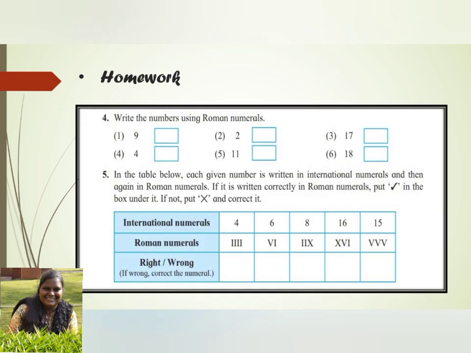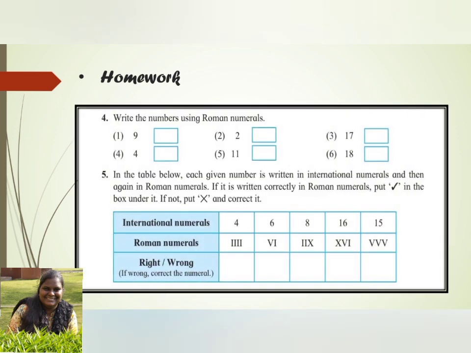Come to the next one, question number 4 and 5. So you know to write the Roman numerals. Let's go directly to the 5th question. The question says that in the table given below, each given number is written in international numerals and then again in Roman numerals. So the first column is international, that is 4, 6, 8, 16 and 15. The next one is Roman numerals. They have written 4 I's, VI, double IX. So remembering the rules, we have to solve this.